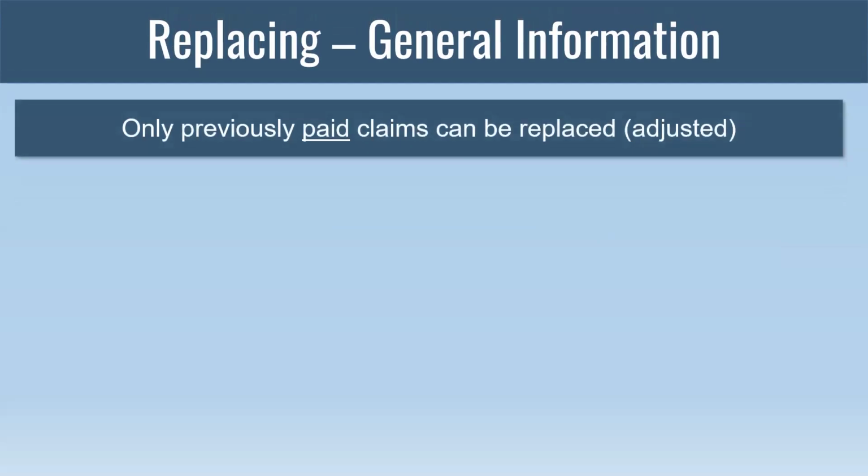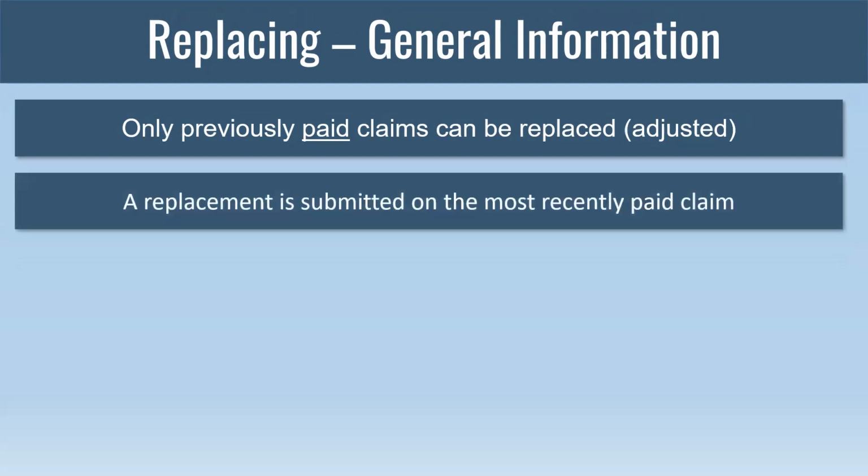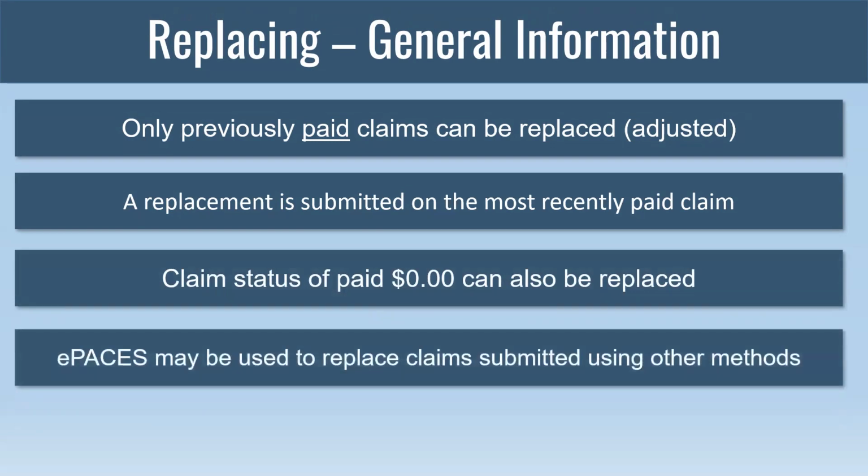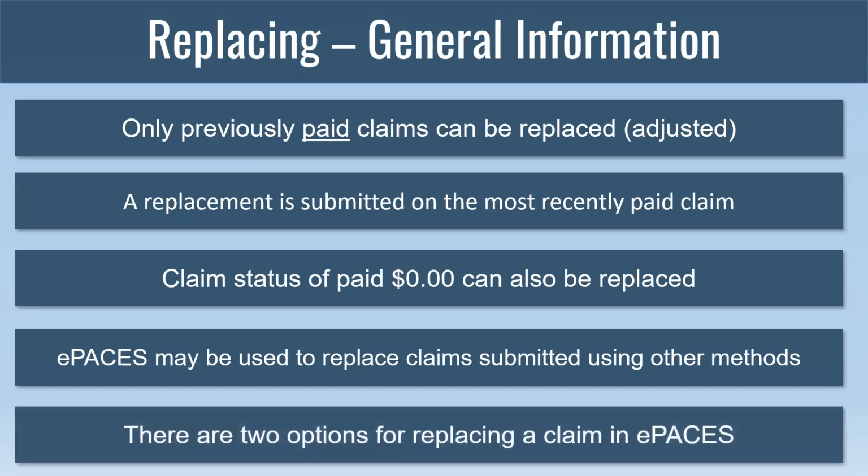Only previously paid claims can be replaced, adjusted. A replacement is submitted on the most recently paid claim. A claim status of paid $0.00 can also be replaced. ePACES may be used to replace claims that were submitted using other methods, such as vendor software or paper claim. There are two options for replacing a claim in ePACES. These options will be discussed later.